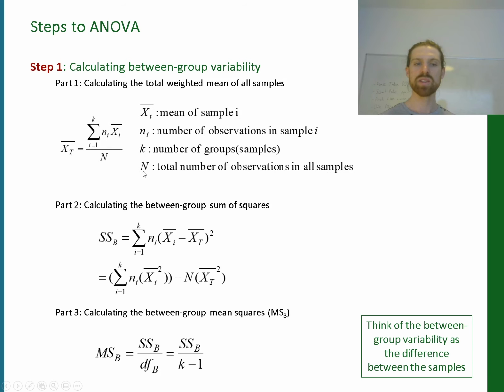So, this capital N is for all of the samples. That gives us this x bar t here, the total weighted mean. And then what we need to do, in part 2, is actually get the between group sum of squares. So don't worry if this looks super scary. We'll do this in the actual lab session. We'll work it out by hand.